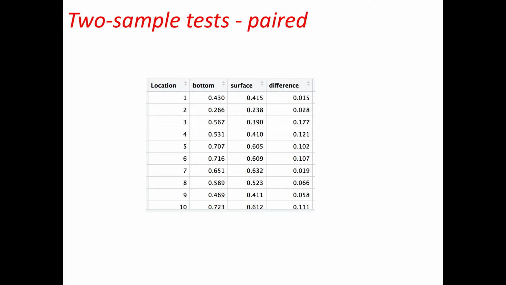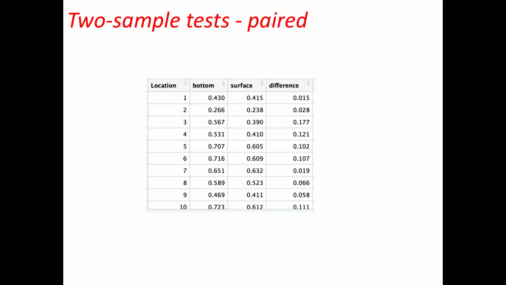So I put that in myself. And this is the calculated difference between the bottom and surface levels for each location. This is the actual data that is being tested, and there are two ways that we can analyze this in RStudio, as we will see in just a bit. But first we're going to work this out by hand using the t-statistics so you can see what it looks like.